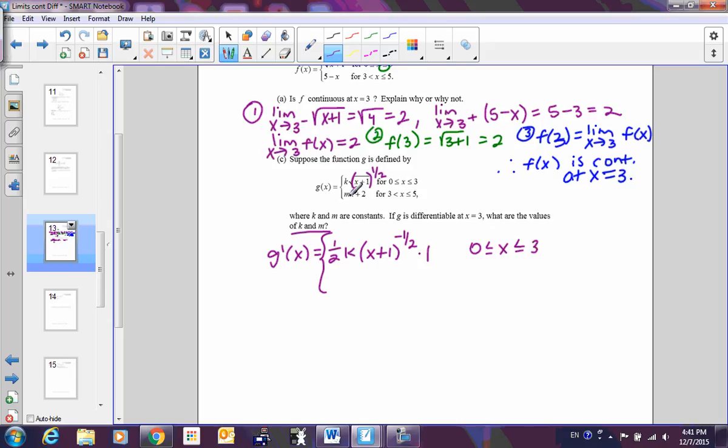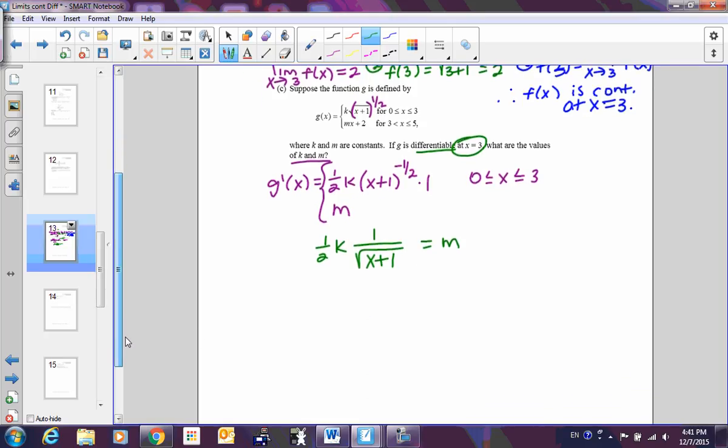Now for the bottom piece, this is mx plus 2, so the derivative would just be m. Derivative of 2 is 0. Derivative of mx is just m. So if I want differentiability, what I need is for these two things to equal each other when x equals 3. So I have my 1/2 k, and this is like 1 over square root of x plus 1. I'm going to rewrite this better: k over 2 square root of x plus 1 equals m.